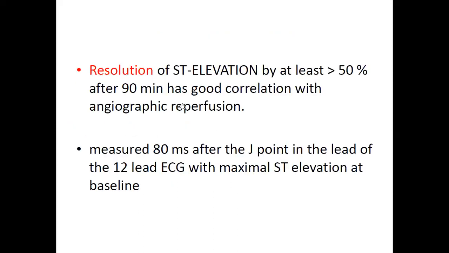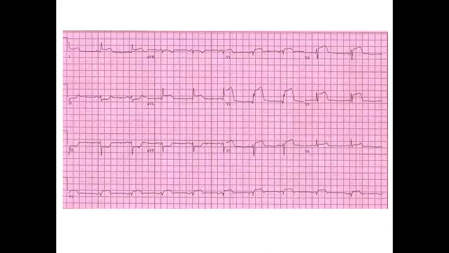The second thing is assessment by ECG. How do we do this? Once you have seen that there is an ST elevation, as I have shown, wherever the elevation is present, you can see that the elevation is in leads I, aVL, V1, V2, V3, V4 and V5 also.